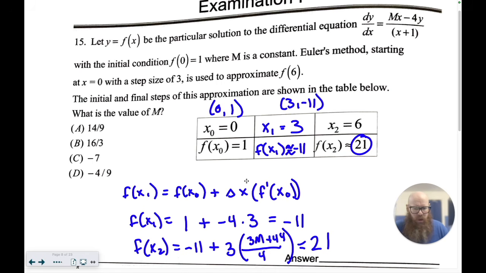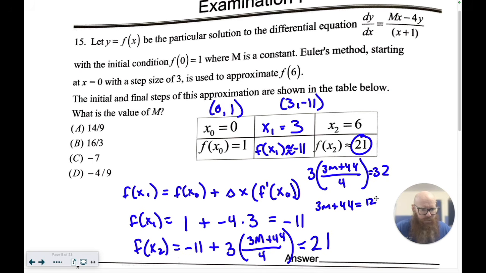All right, so we are just going to add 11 to this side. So I'm going to go up here. I'm running out of room here. I'm going to add 11 here. So I'm going to get 3m plus 44 over 4 equals, if I add 11, I get 32. And then I'm going to divide by 3 and multiply by 4. So I'm going to get rid of this 4 by multiplying by 4 first. So 4 times 32 is 128, and then over 3. So I get 3m plus 44 is equal to 128 over 3.